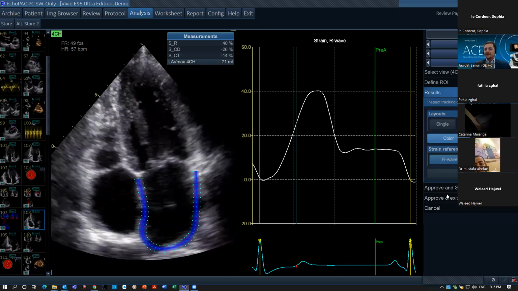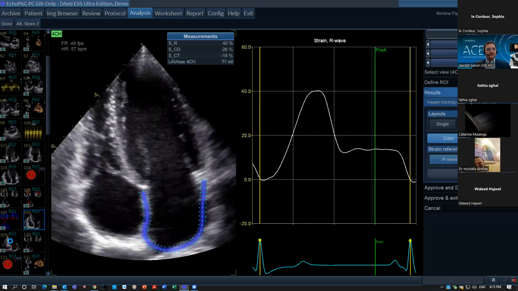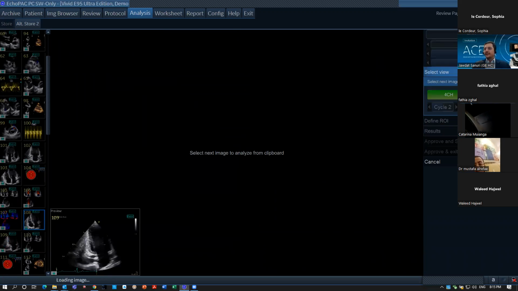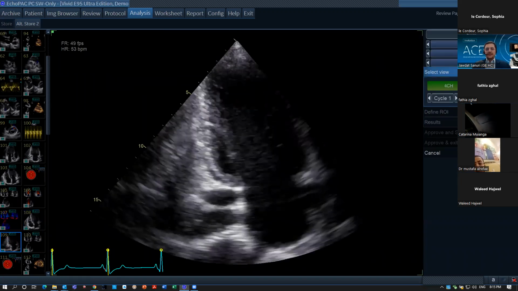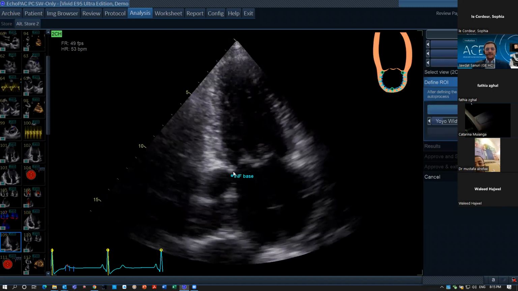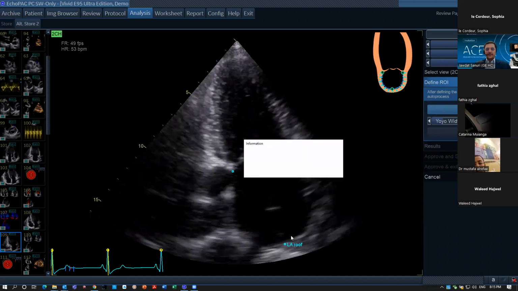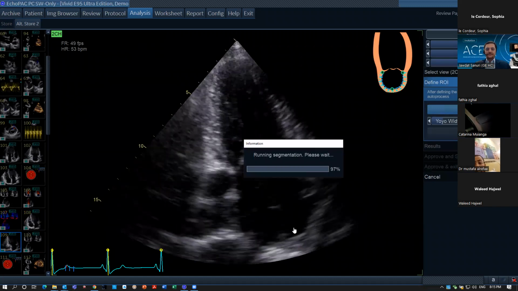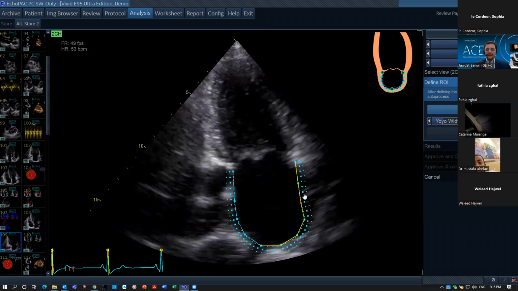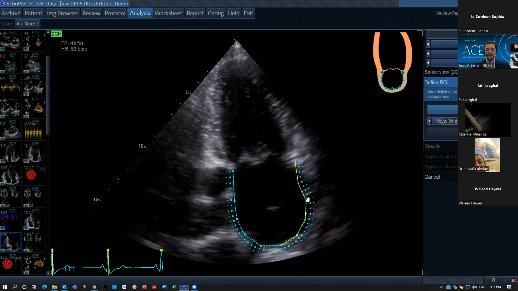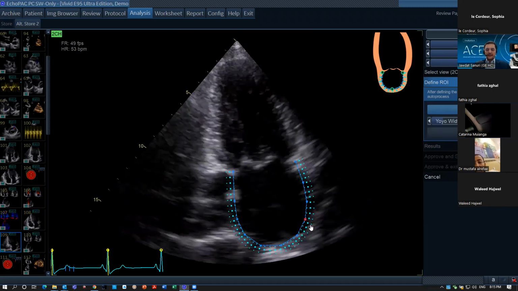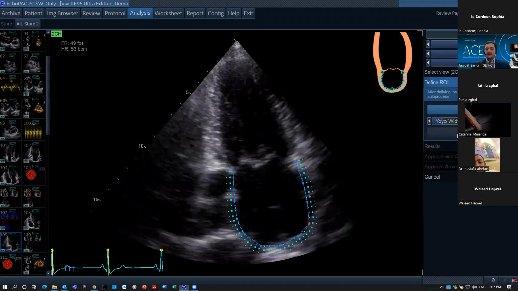So I can approve and select next, and then I can go to the 2-chamber image and tell the machine this is my 2-chamber. And again, inferior base, anterior base, and LA roof here. And you will see the segmentation or the entire ROI tracing, and process.